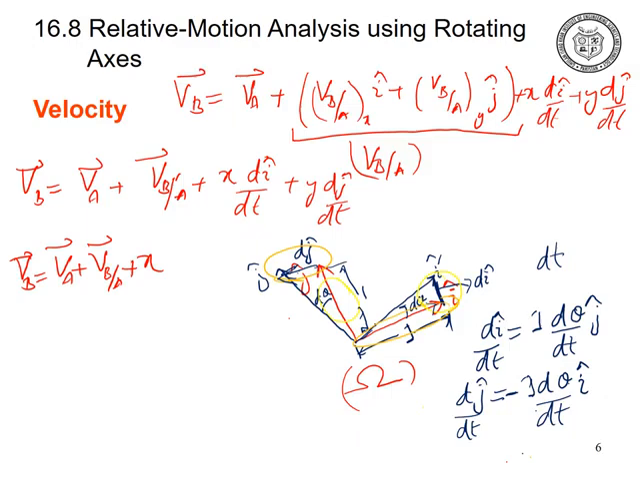And for the angular acceleration, we can simply write omega dot. This is for the axis on the rigid body. So it can be written as x times d theta by dt, this is omega times j, plus y times omega times minus I.